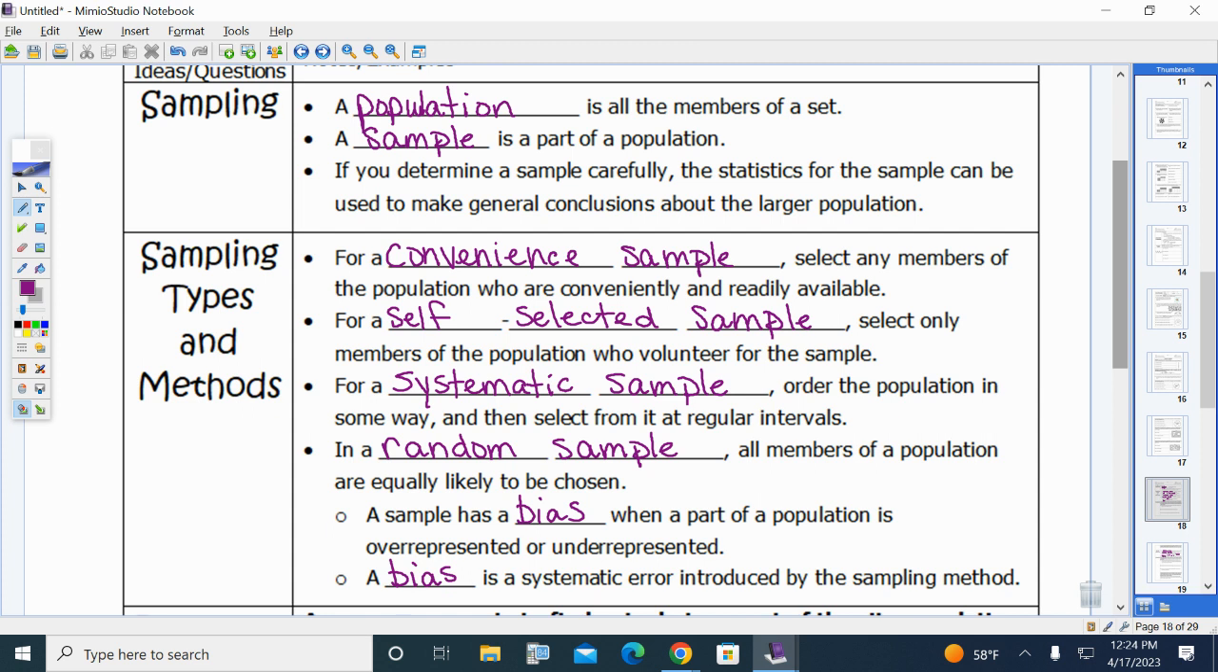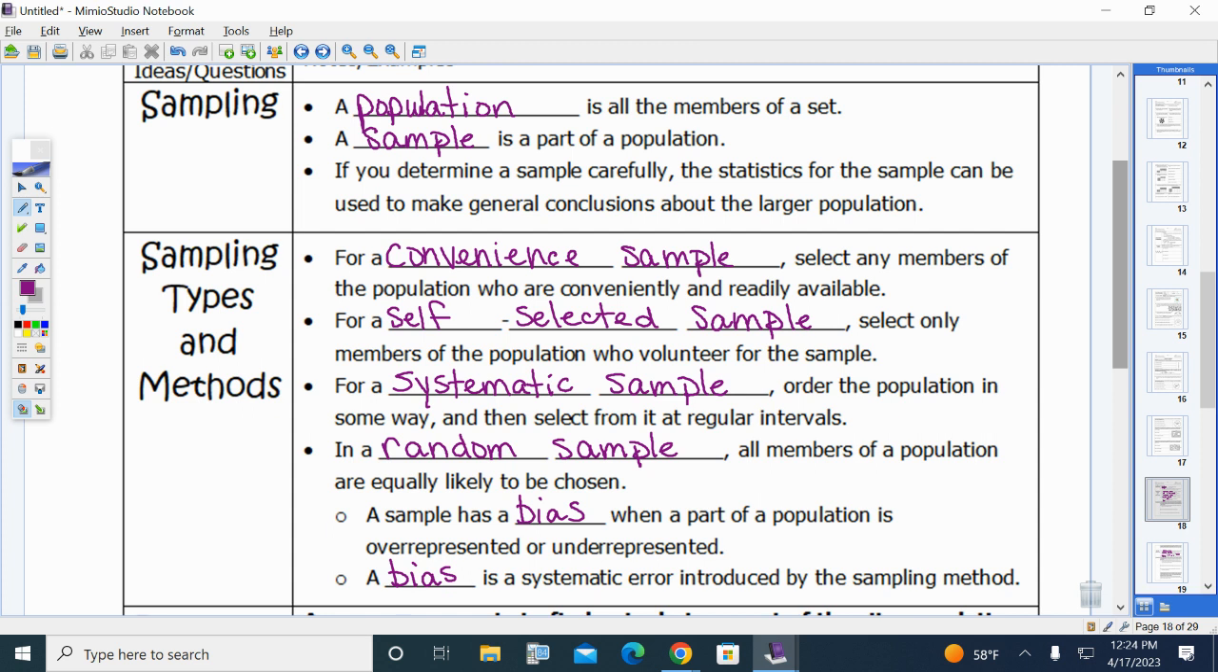A sample has a bias when a part of a population is overrepresented or underrepresented. A bias is a systematic error introduced by the sampling method. So again, the vocabulary here is talking about different types of sampling methods.